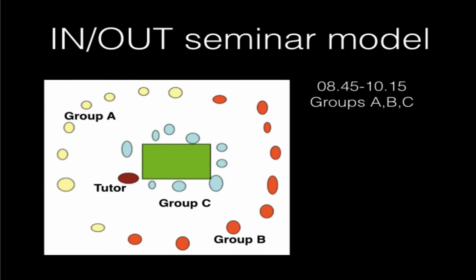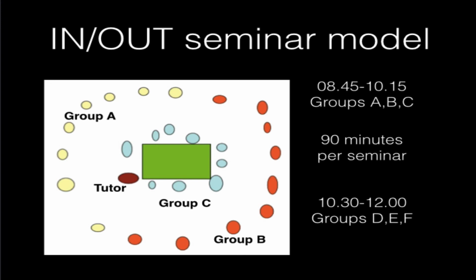After 30 minutes, Group C goes out, Group B comes in. And then after another 30 minutes, Group A comes in. So we have a relaxed discussion all together, where some people are in focus, some people are in less focus, for an hour and a half. And then it's 90 minutes for a seminar, becomes much more relaxed, and then the next group.